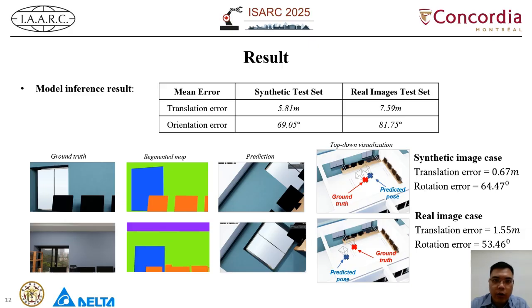After training the model, we achieved the results as presented here. The synthetic test has a mean translation error of 5.81 meters and a mean orientation error of 69.05 degrees. Meanwhile, the real image test has a mean translation error of 7.59 meters and a mean orientation error of 81.75 degrees. The examples down here show estimated results of a synthetic image and a real image captured in the same positions. As you see, the prediction results are very similar with quite small translation errors. However, the orientations are not good.